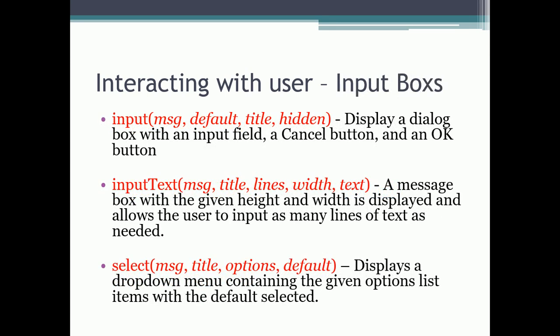The other 3 are input boxes, which allow us to receive input from the user of the script. The input function will give a simple input box with an OK and cancel button. We can also optionally give this window a prompt such as what country you live in. We can also optionally give it a default answer, an optional title for the window, and also optionally set hidden true to turn the field into a password field, which hides the input characters. We then have input text, which works similar to input. However, it is a much bigger box and can be customized to be even bigger in size.